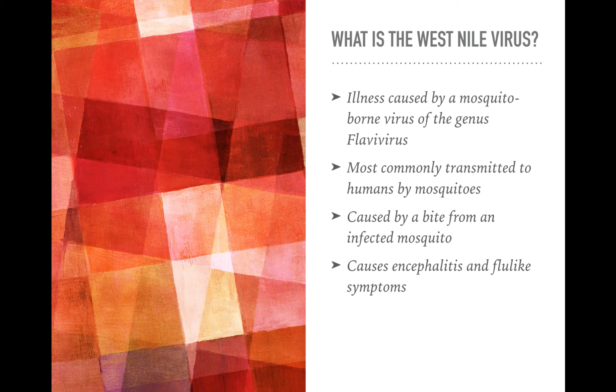What is the West Nile virus? The West Nile virus is an illness caused by a mosquito-borne virus of the genus Flavivirus, which means that it is most commonly transmitted to humans by mosquitoes. The West Nile virus is caused by a bite from an infected mosquito and causes encephalitis and flu-like symptoms.